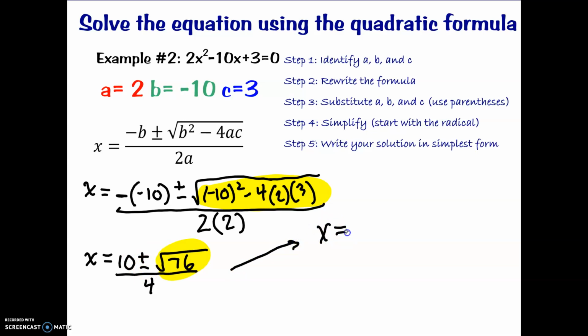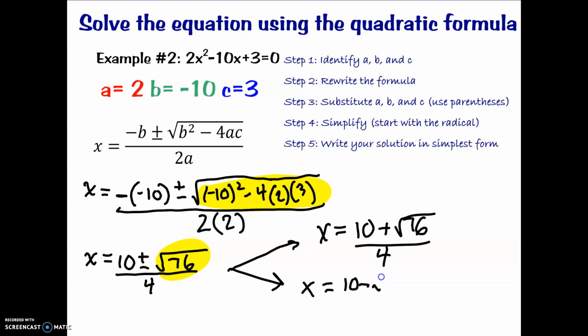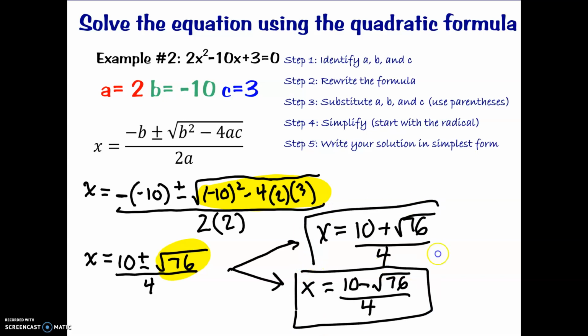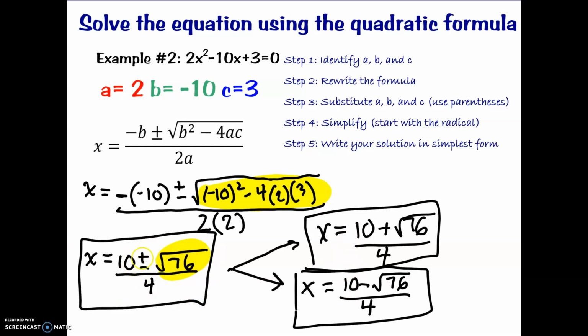So my first solution is going to be x equals 10 plus the square root of 76 divided by 4. And my second solution, I'm only going to use the subtraction, and I get x equals 10 minus the square root of 76 divided by 4. Now, even though these look messy and unfinished, they are our solutions. You can either write them separately, or you could actually leave it using the plus or minus. The two solutions here are implied, so you don't need to separate them, but you can.